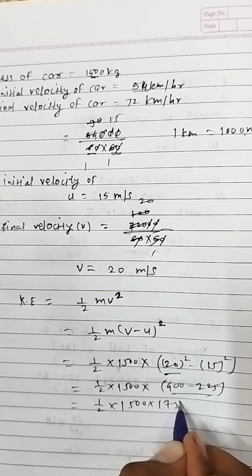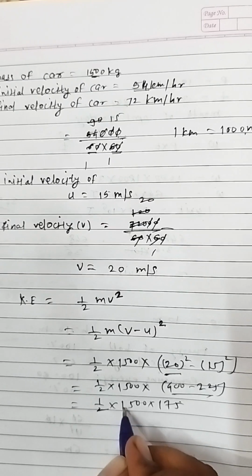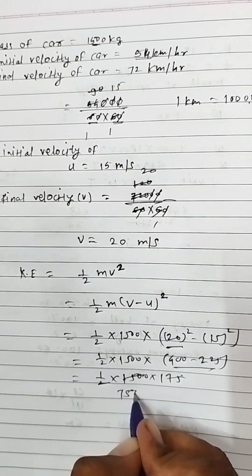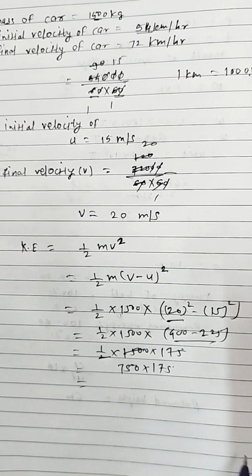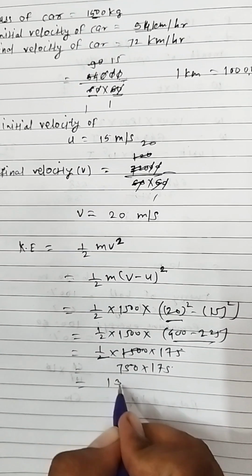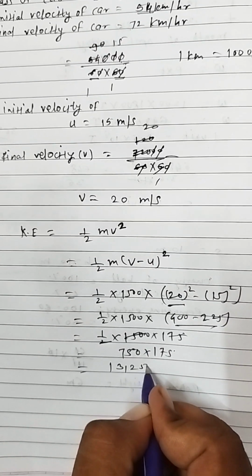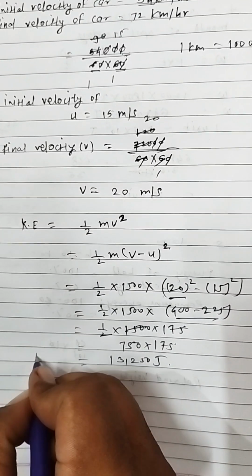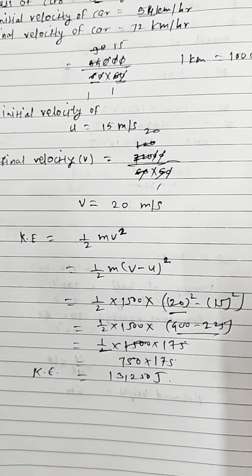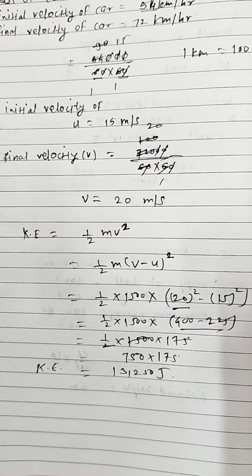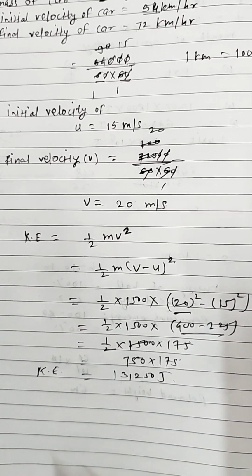Subtract, this is 175. Okay, so then half of 1500 is 750, multiplied by 175, and the final multiplication gives 1,31,250 joule. This is what is asked here, how much the work done. So the work done will be 1,31,250 joule.